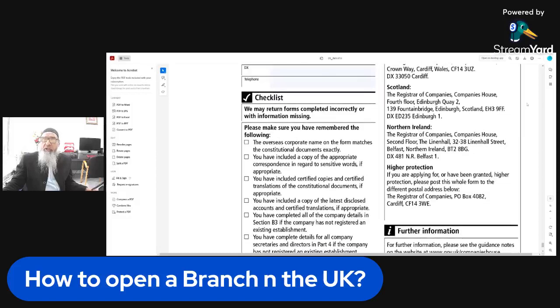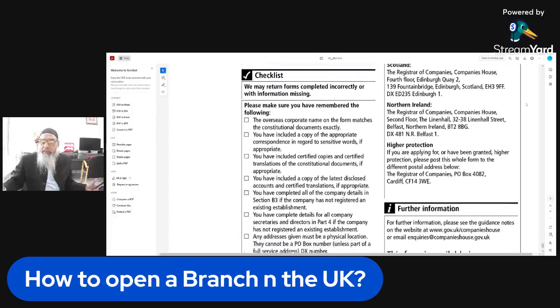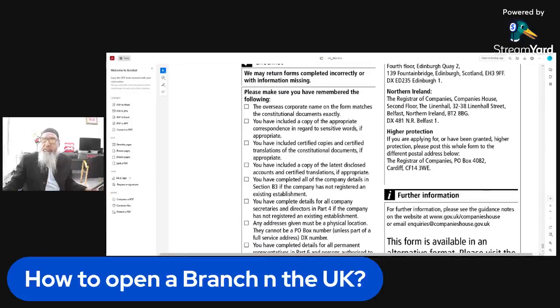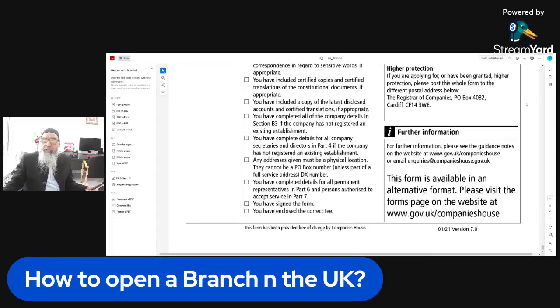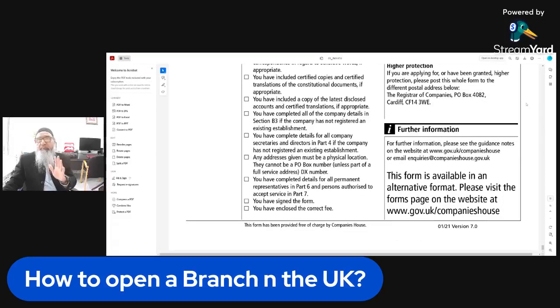Northern Ireland: the Registrar of Companies, Companies House, 2nd floor, The Linen Hall, 32-38 Linen Hall Street, Belfast, Northern Ireland, BT2 8BG, DX 481 NR Belfast 1. The normal address of Companies House is the Registrar of Companies, PO Box 4082, Cardiff, CF14 3WE. This form is available in alternative format as well. Please visit the form page on the website at www.gov.uk/companieshouse. So this is the form.